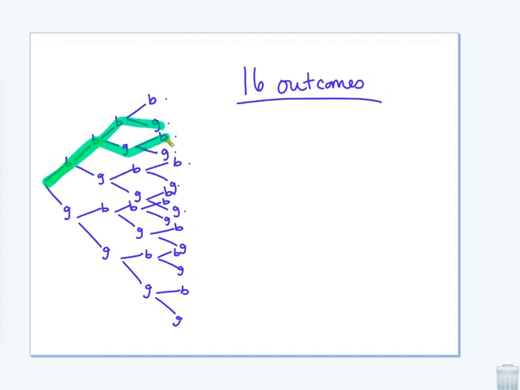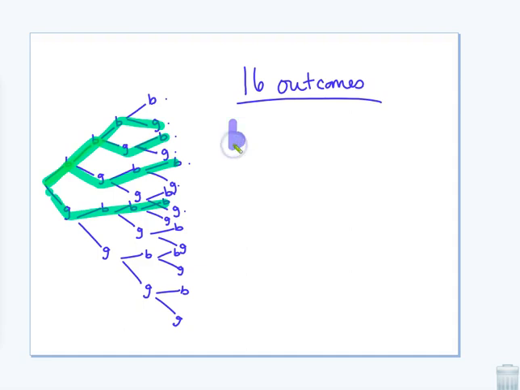I need 3 boys and a girl. Here, this one would work too. Boy, girl, boy, boy. And then here, girl, boy, boy, boy. So I'm going to write those out so you can see. And those are the only ones I see that have 3 boys and a girl.